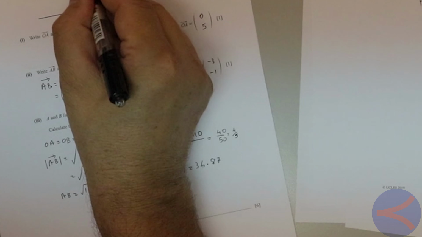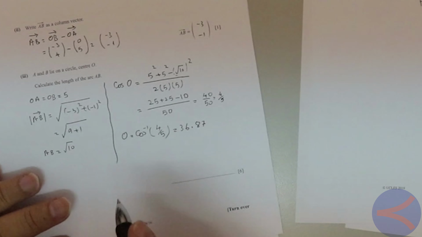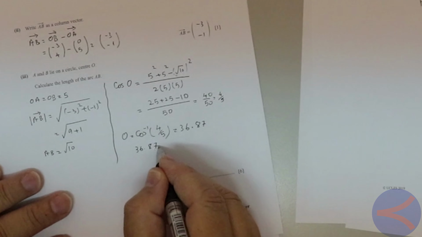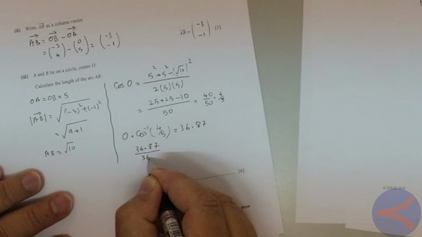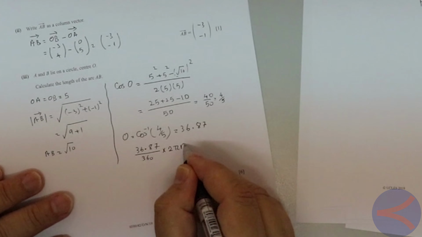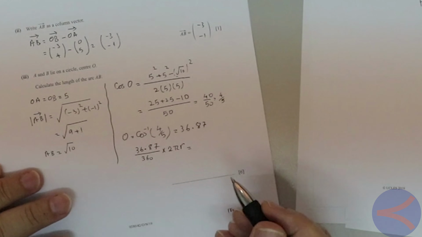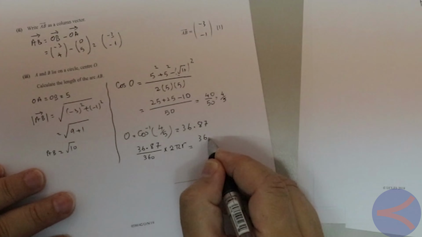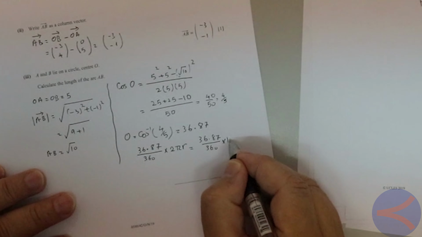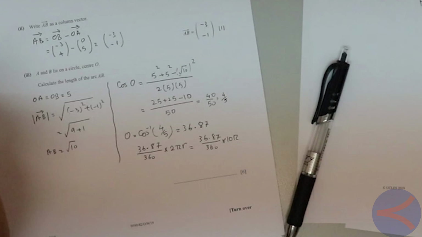Now, we want to find the arc length of this. We know that to find the arc length, this is the angle, 36.87, divided by 360 times 2 pi r. R is 5 here, therefore the answer will be equal to 36.87 divided by 360 times 5 times 2 pi, which is 10 pi. Just this we have to put in the calculator and see what we are going to get.